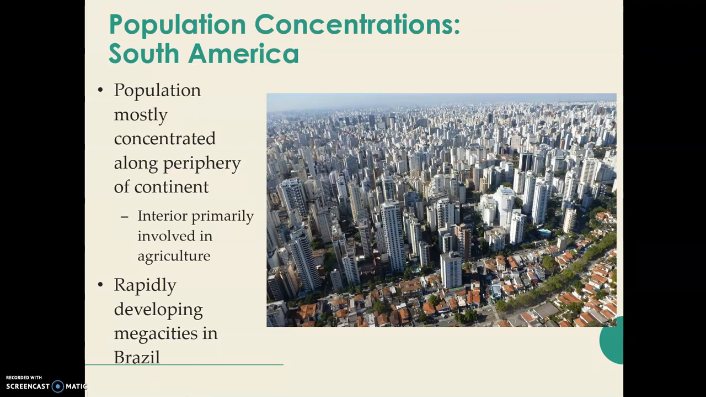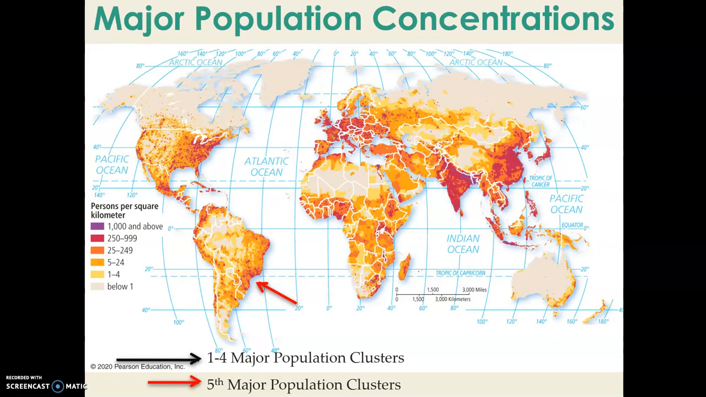All right, South America. Now we're talking, I know, look at that picture, isn't it crazy? I think a lot of people are shocked to see that places like Brazil, who many of us kind of think of as a little bit less developed, they really do have some massive cities. Certainly anything larger than what you would be familiar with here in Utah. They are mostly concentrated along the periphery of the continent, meaning the exterior. The interior is primarily involved in agriculture, and they are rapidly developing these major cities. So we're talking about the periphery here. And then if you look here, it really is, again, very coastal.